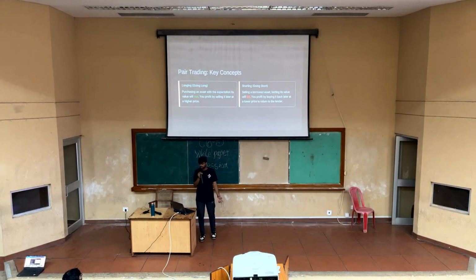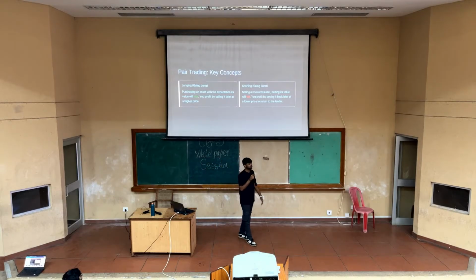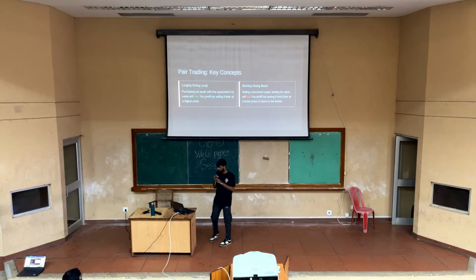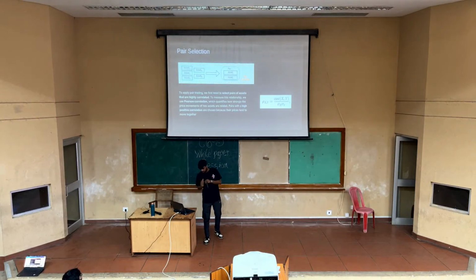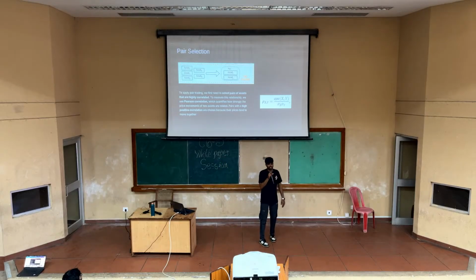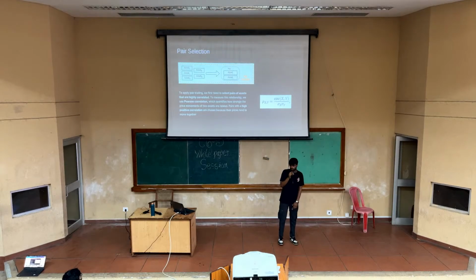So, the basic concept: what is going long or going short? Whenever you expect some price to go up, you buy the stock, that is going long. When you expect the price to go down, you sell the stock, basically going short. In pair trading, you cannot directly select any random pairs. They have to be correlated in order to exploit the mean reversion properties.